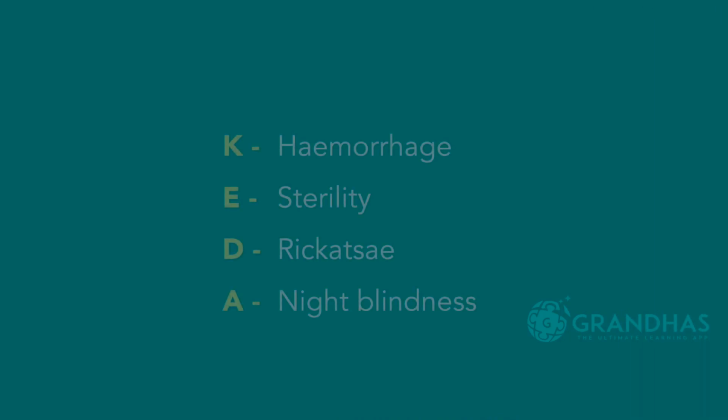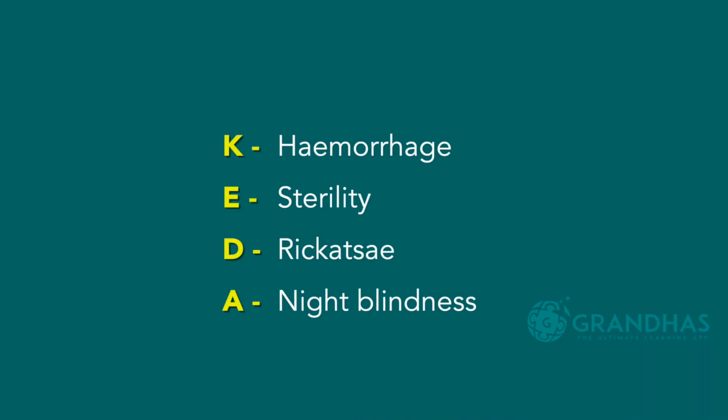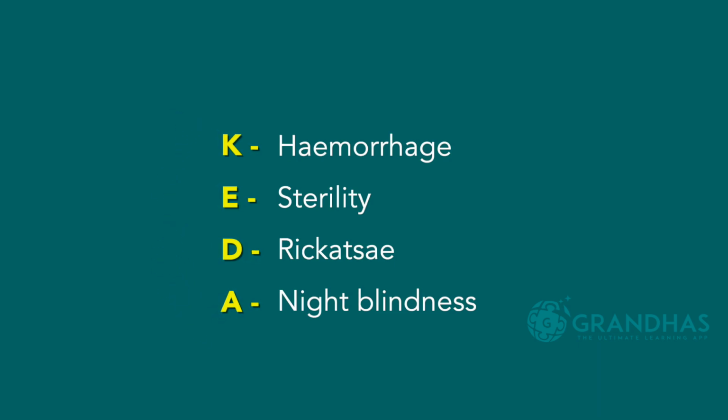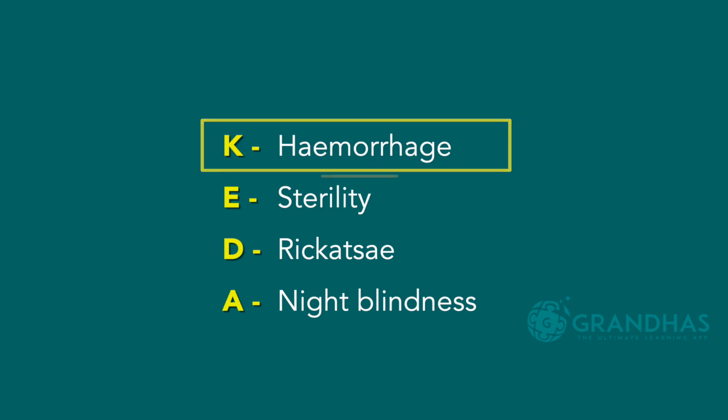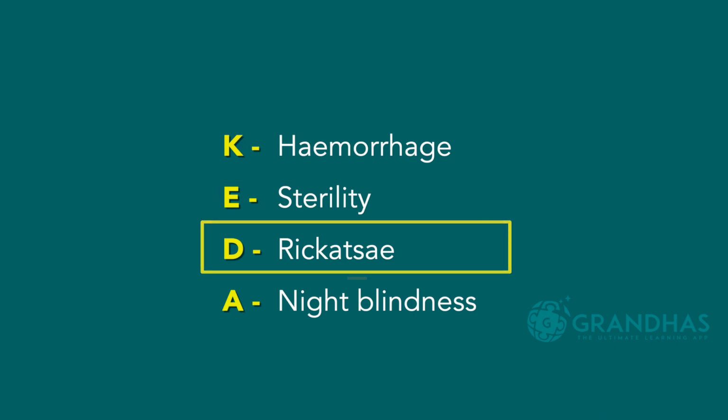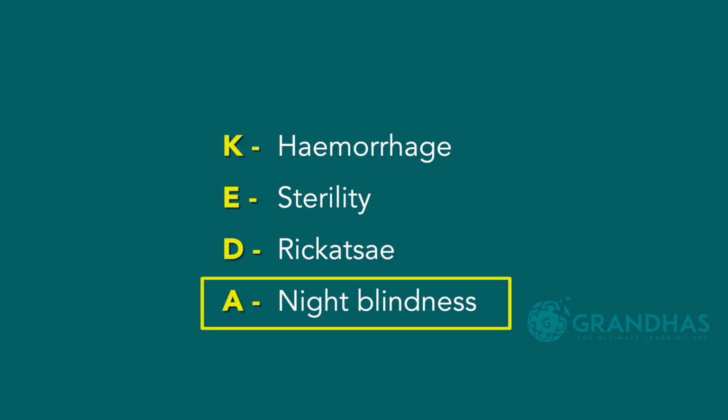Now let's learn about the deficiency diseases caused due to the fat-soluble vitamins. Let's remember the word like this: KEDA, K-E-D-A, KEDA. So vitamin K, deficiency disease is hemorrhage, E is sterility, D is rickets, and A is night blindness.